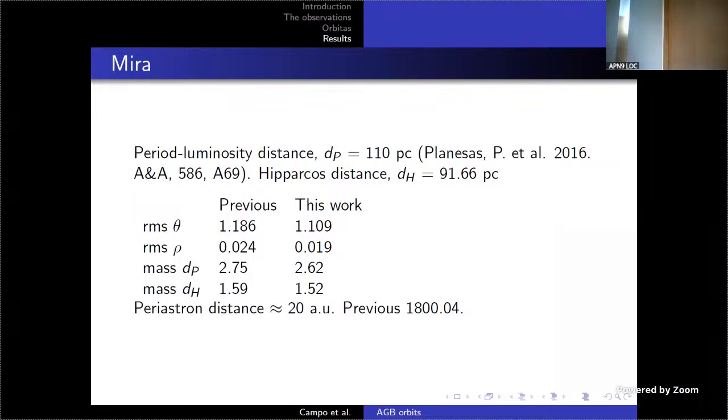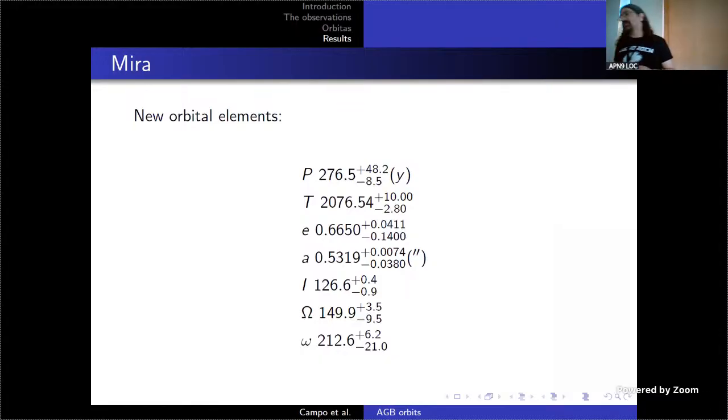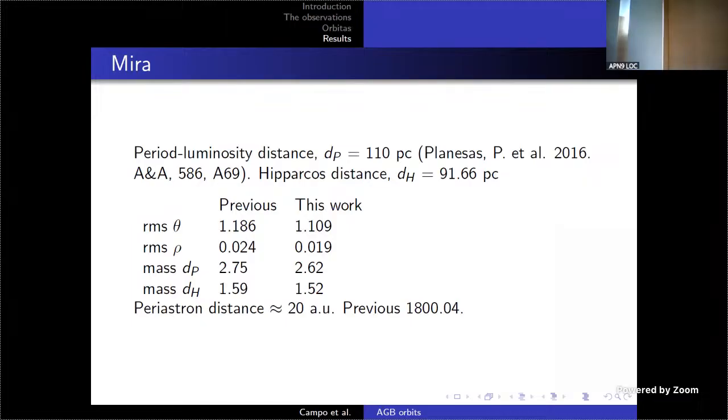With this orbit, it's interesting that we have a periastron distance of about 20 astronomical units. So it is possible that we have some interactions between the binary components during the periastron. With the new orbit, the next periastron would be in 2076. So I don't think I will be working on this by that time. But the previous one was in 1800, so maybe it will be possible to find traces of this last periastron passage in the observations of Mira.